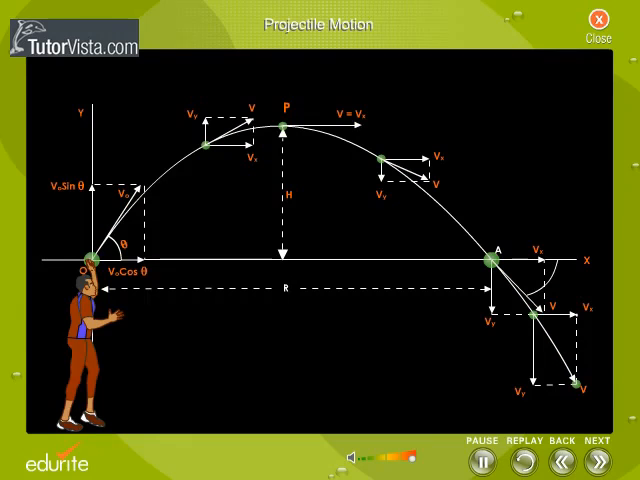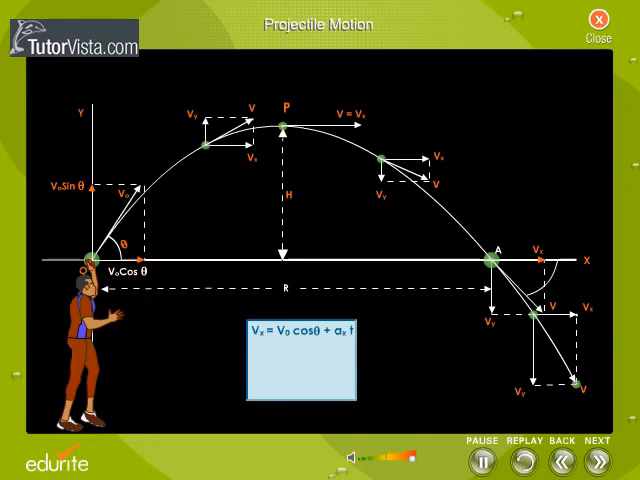The velocity can be resolved into two rectangular components, V0 cos theta along the x-axis and V0 sin theta along the y-axis. There is no acceleration in the horizontal direction. The vertical component of acceleration, ay, is equal to minus g.